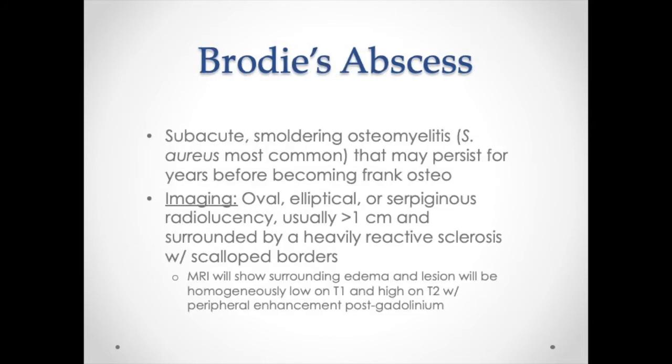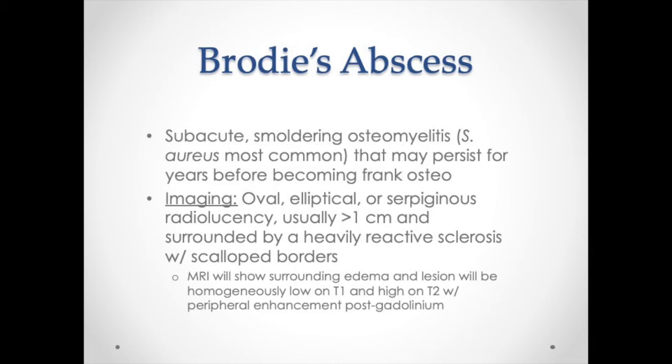Brodie's abscess is another cystic lesion of bone. It's a subacute smoldering osteomyelitis, with Staphylococcus aureus being the most common. This may persist for years before becoming a frank and aggressive acute osteomyelitis. Imaging will usually demonstrate an oval or elliptical or occasionally serpiginous radiolucency, usually greater than a centimeter and surrounded by a heavily reactive sclerotic margin with or without scalloped borders.